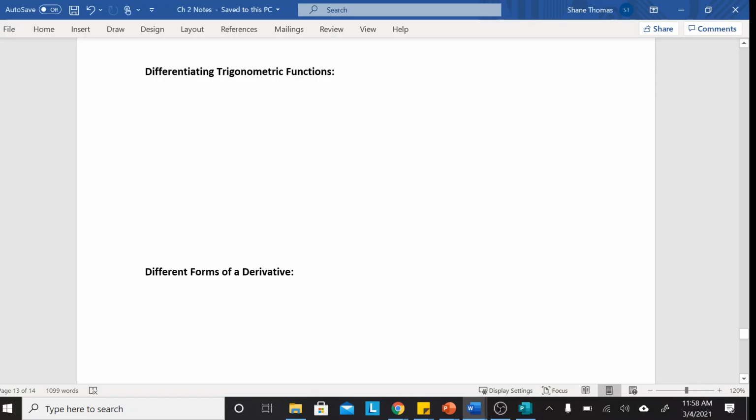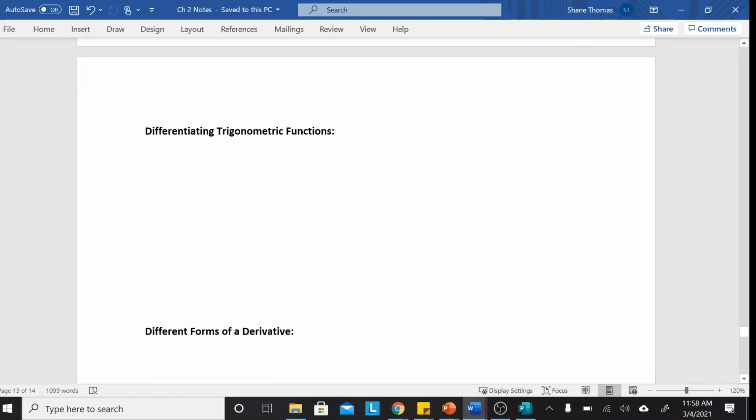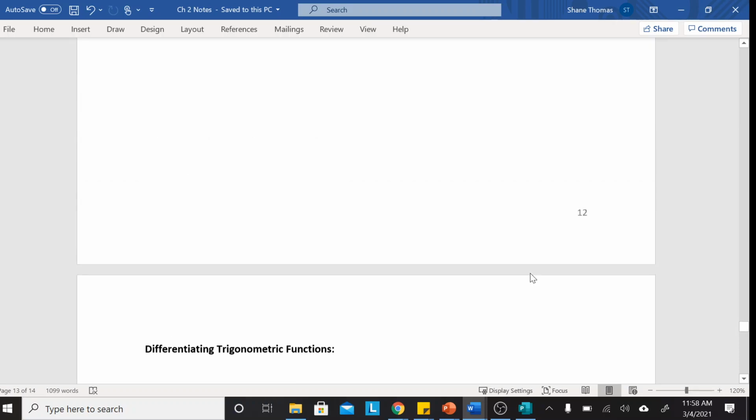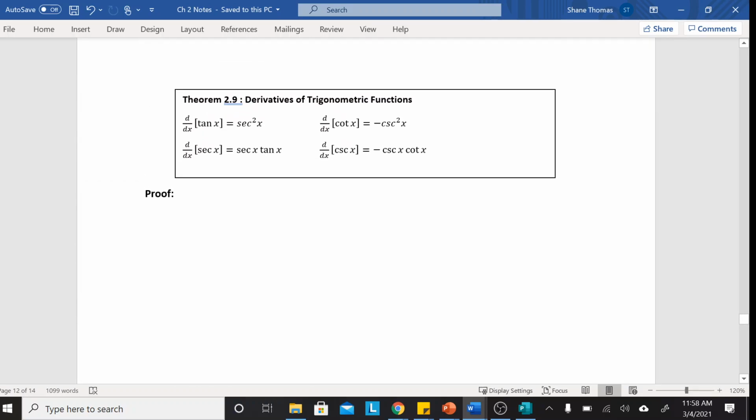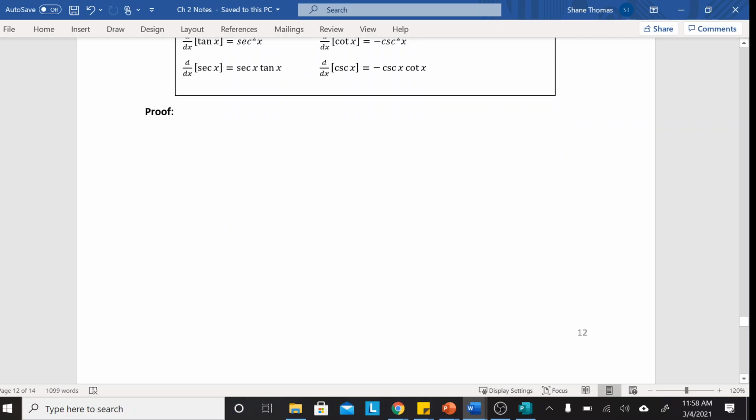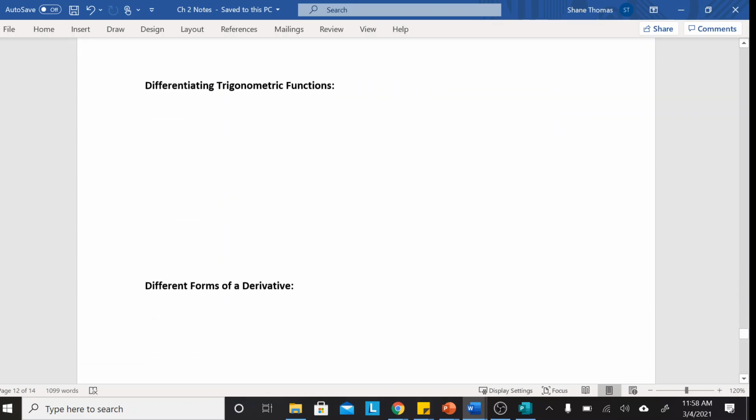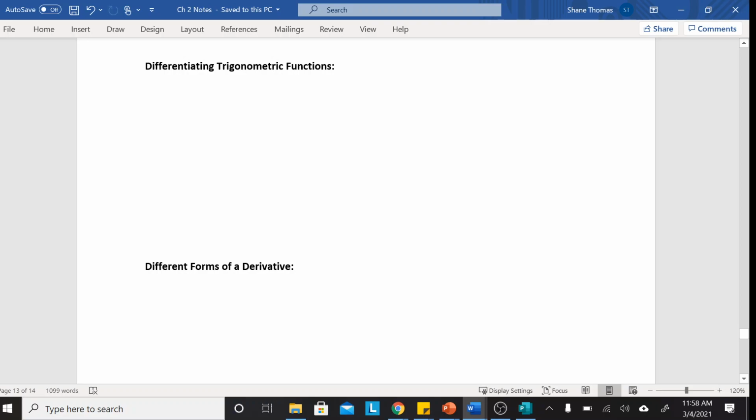All right, so pick up where we left off. We just finished the proof on the previous one there. We were proving how we got the derivatives of all the trig functions. We applied the quotient rule, and we were able to use our identities from before to get the appropriate derivative for those ones.